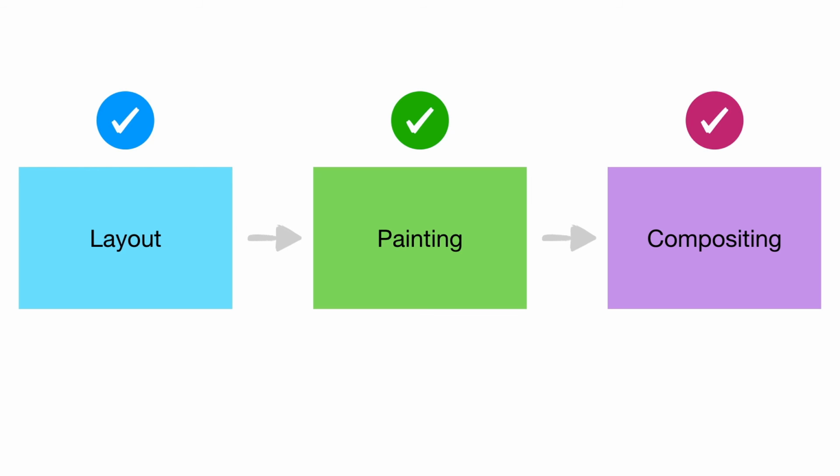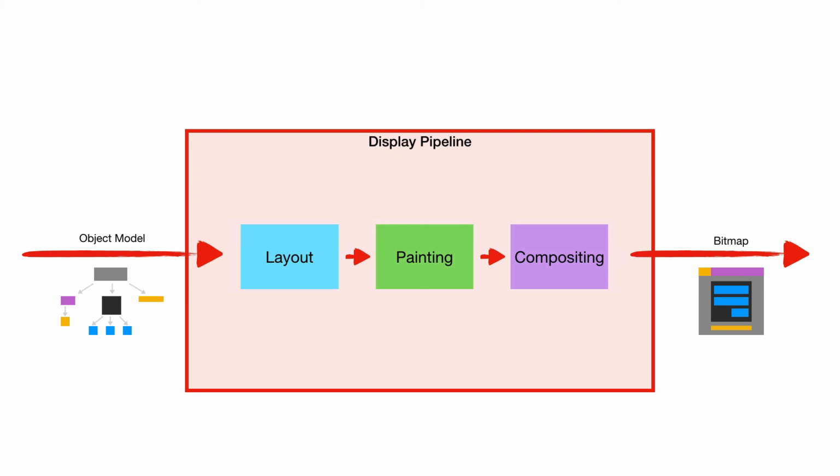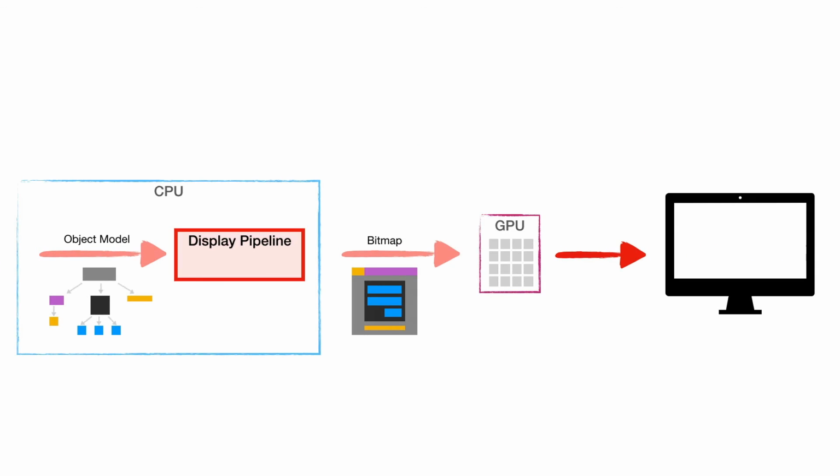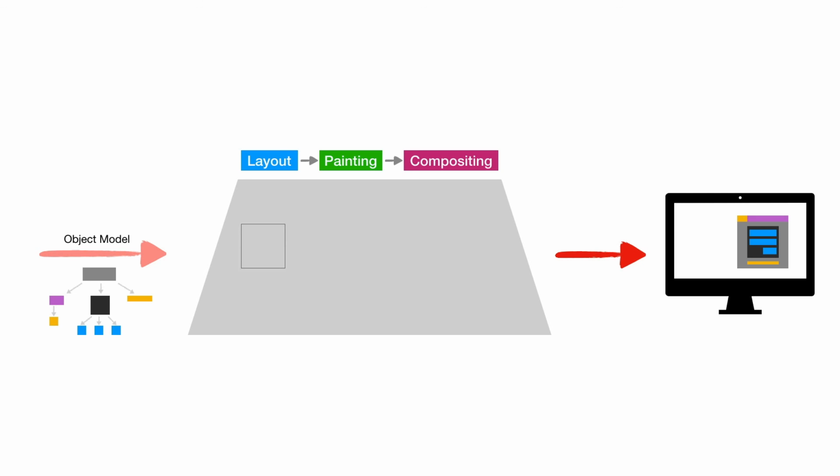So layout, painting, and compositing are the three stages of a display pipeline that take the object model and translate it into a bitmap that can be generated and shown on the screen. And the pipeline can also optimize how these bitmaps are created so that the UI that you see on the screen is buttery smooth and hardware accelerated. So how is a pixel born on the screen? Well, it's through this process of layout, painting, and compositing, where we take a rectangle, we size it, position it, paint it, composite it, and finally render it on the screen through the power of hardware acceleration.